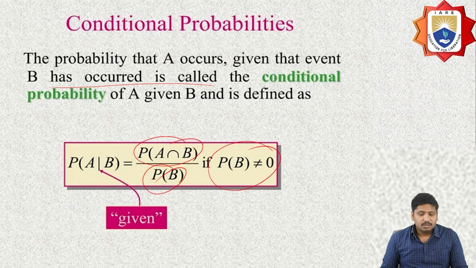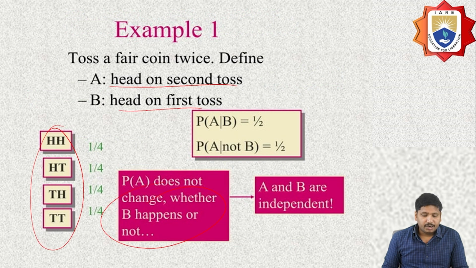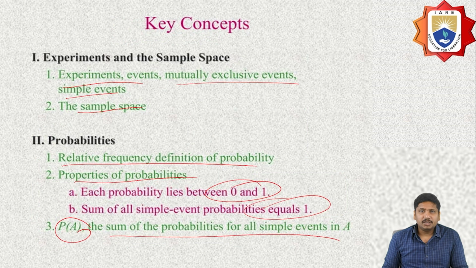And conditional probabilities. The equation for conditional probability is probability of A given B is equal to probability of A intersection B divided by probability of B, but the probability of B should not be 0. These are some of the key concepts.